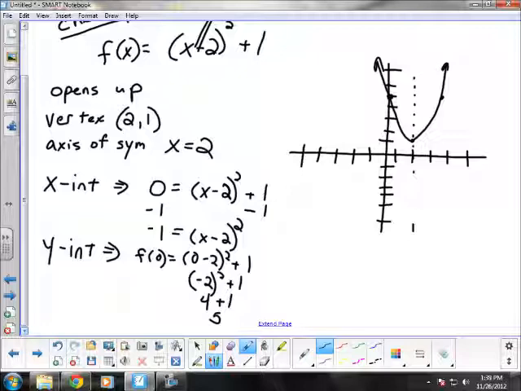Now, we also talked about these quadratic equations in a different form. We called it general form, when it was set equal to 0. Or set equal to y.